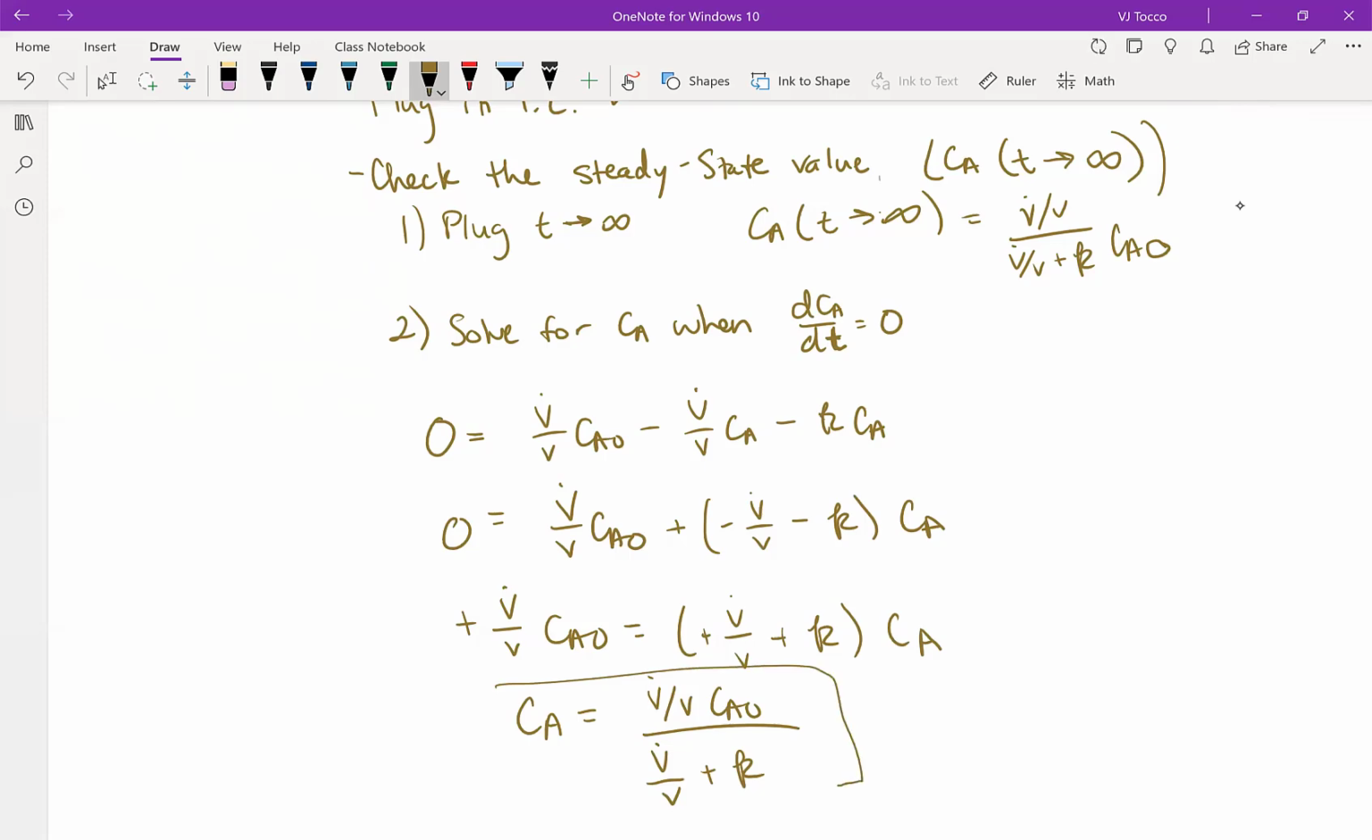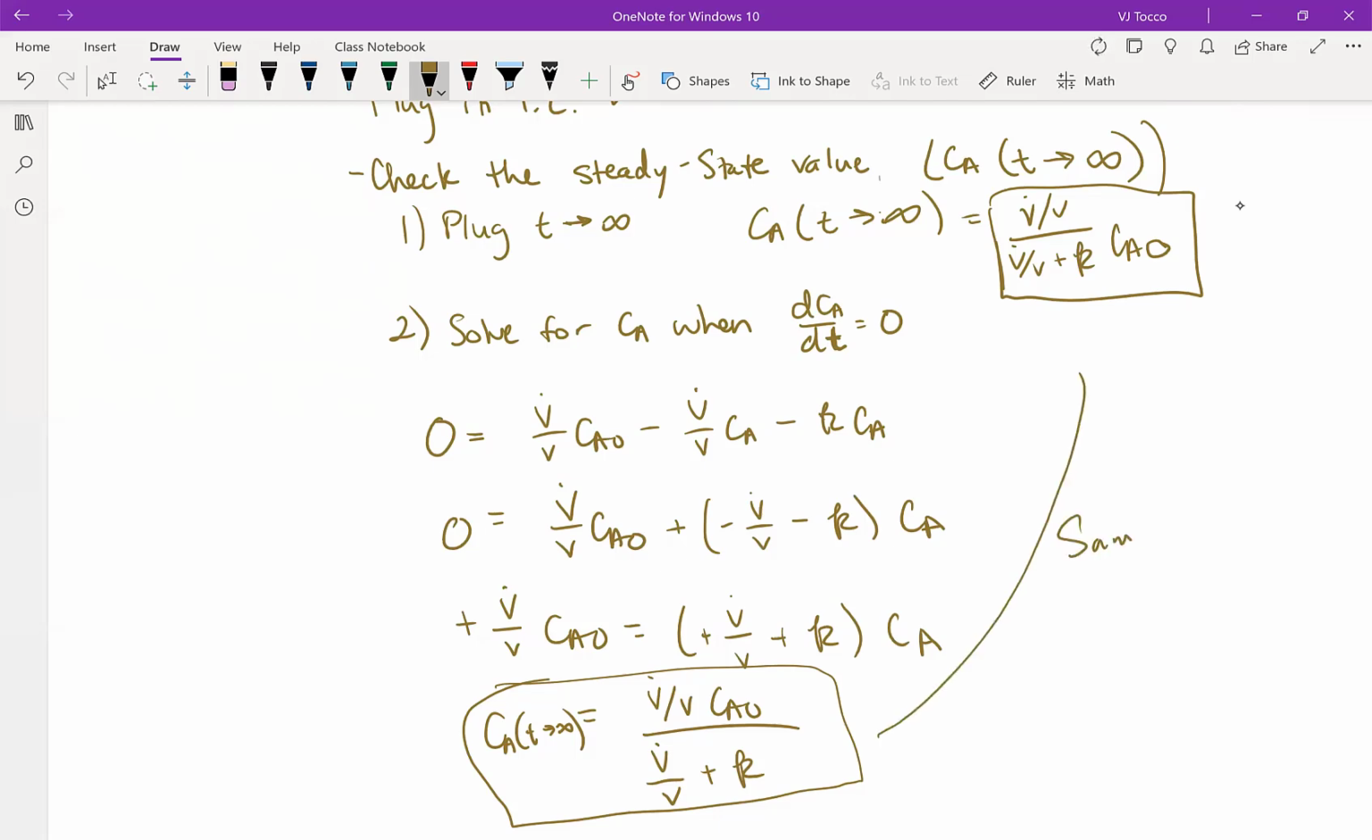And let's see, this is my one solution. To be more precise here, I'm going to say CA at t tends towards infinity. All right, so notice, it looks a little bit different because I've left the CA0 in the numerator here. But these are the same value, which is good. So this is another indication that what I have done is correct. So that's another good way to double check what you've done.